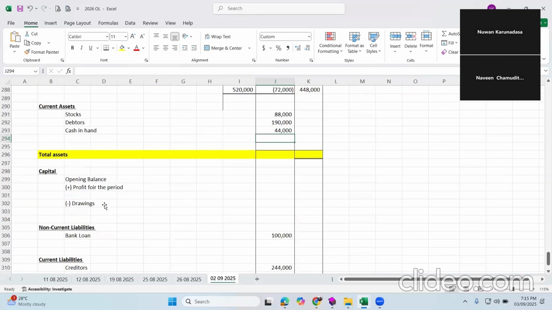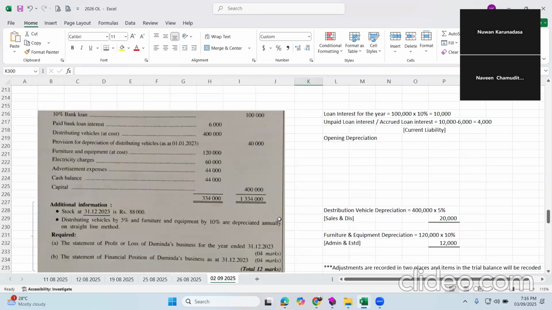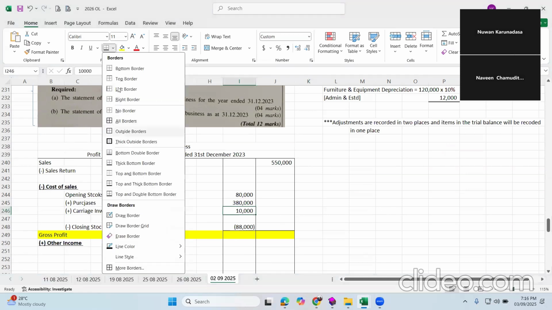Then capital 400,000. It's in the statement of financial position. Opening balance 400,000. Capital balance is 400,000. Right, we have recorded everything. It's done. Naveen, is there anything to clarify from your side? No, sir. Very good. So we'll take the totals.